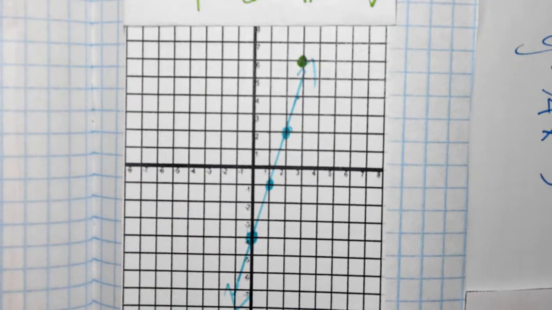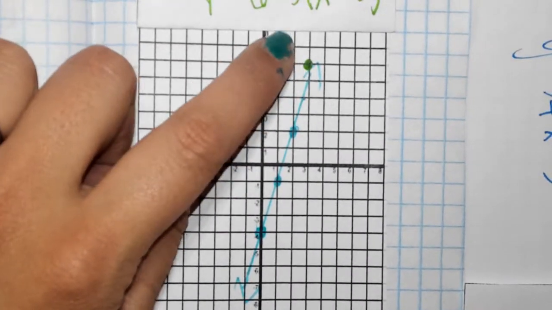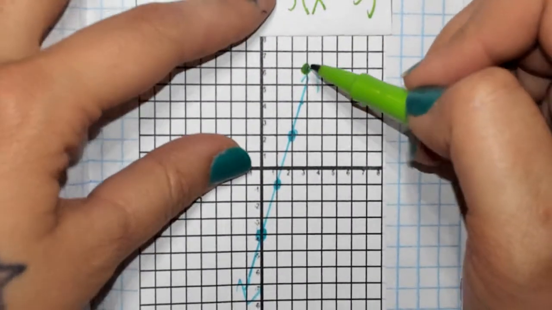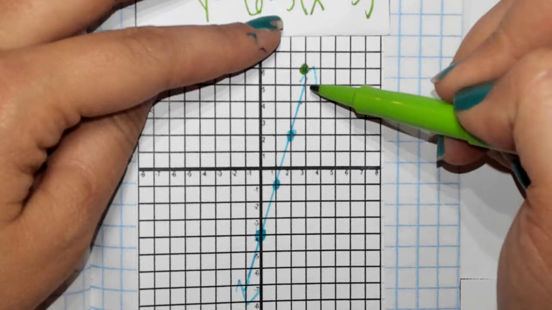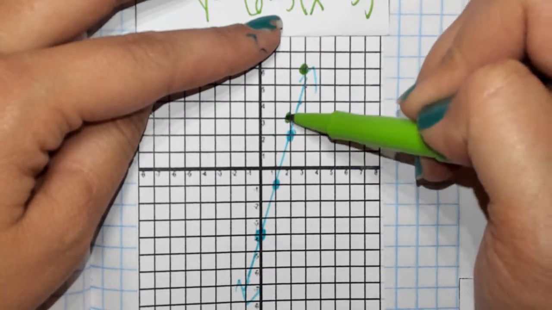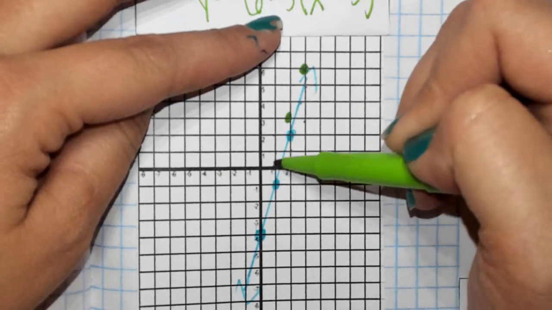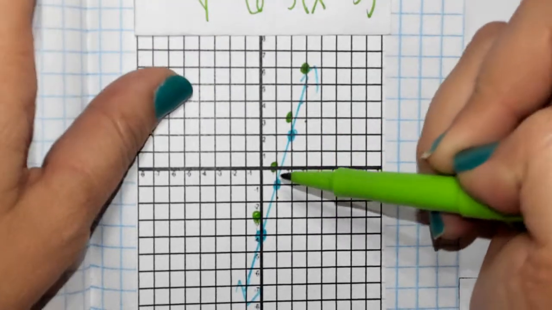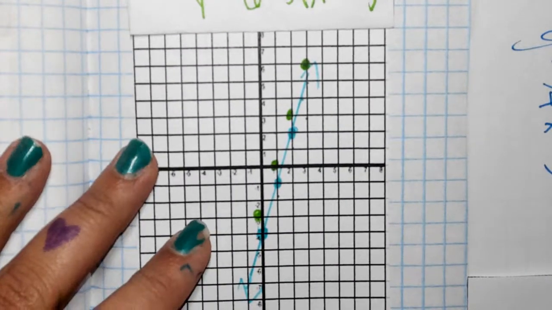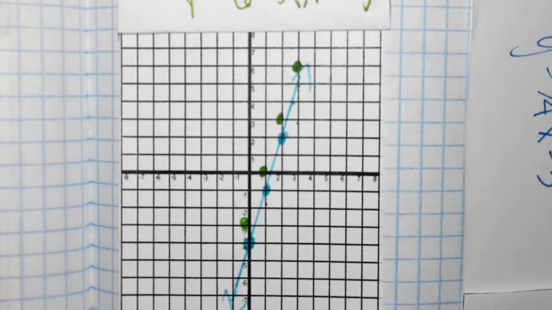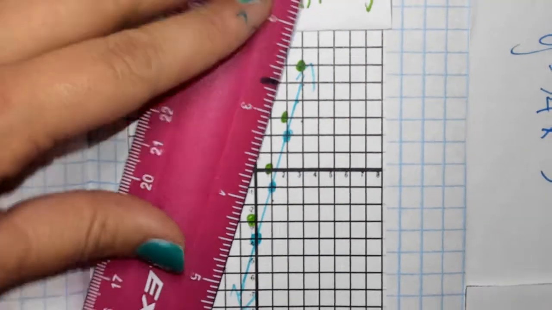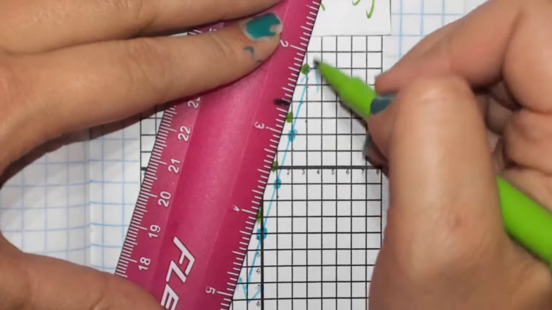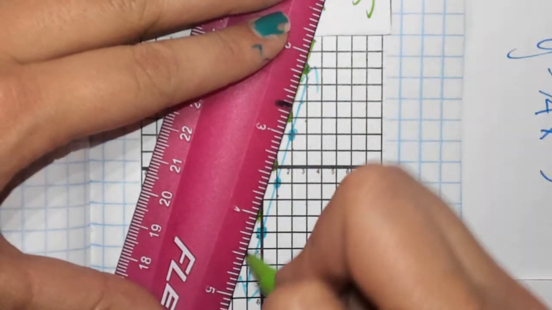Now, what is my slope? 3. So I would go down 1, 2, 3, left 1. Down 1, 2, 3, left 1. Down 1, 2, 3, left 1. Now these lines are super close to each other, aren't they? But do they actually touch? No.